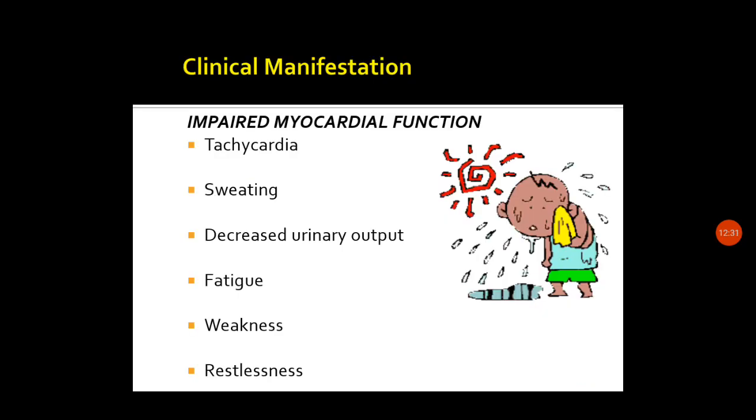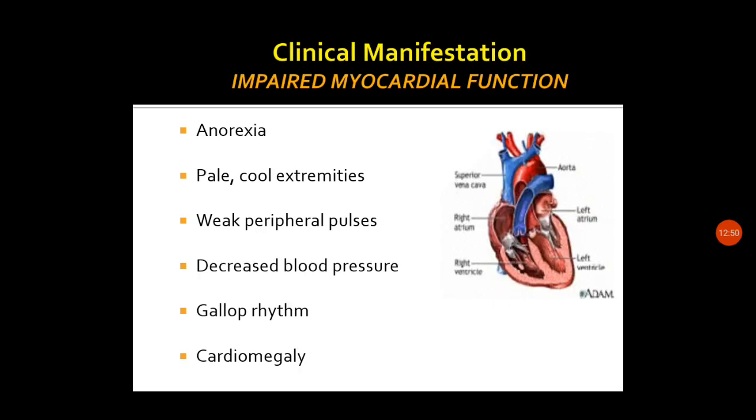Next we can see the clinical manifestations. So when there is heart failure, the first problem will be impaired myocardial function. In that situation, the person will be showing tachycardia, sweating, decreased urinary output, fatigue, weakness and restlessness, and anorexia, pale, cool extremities, weak peripheral pulses, decreased blood pressure, gallop rhythm, and cardiomegaly. So these are the clinical manifestations of impaired myocardial function.